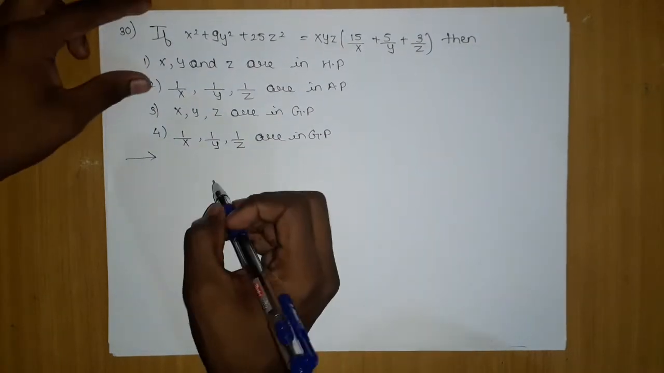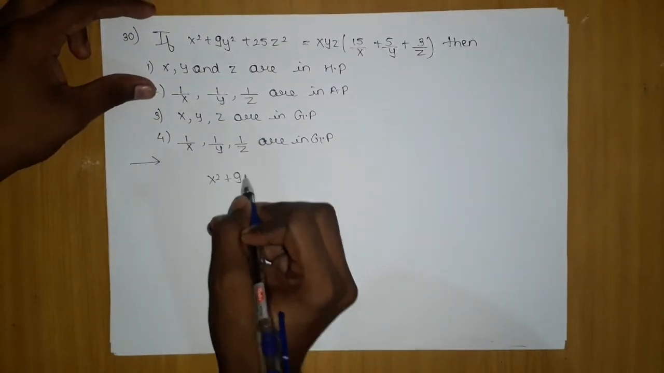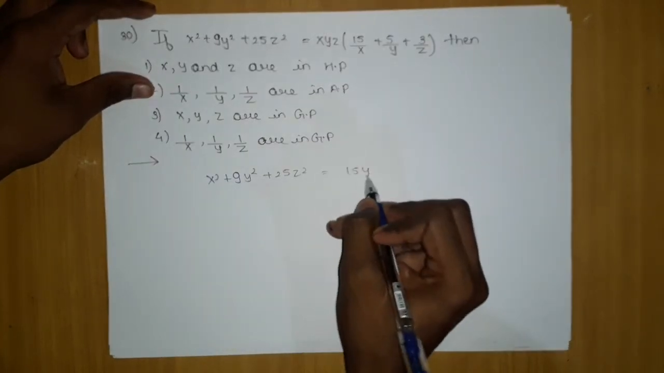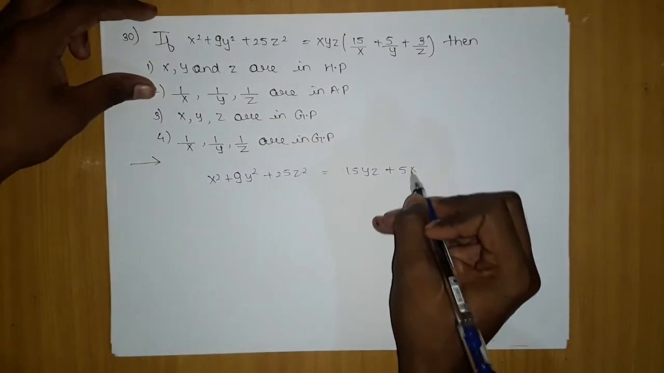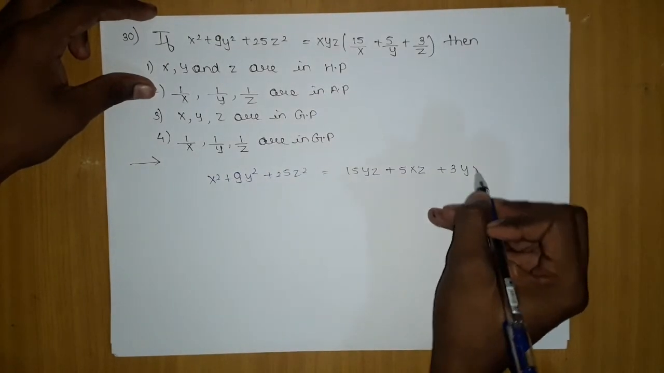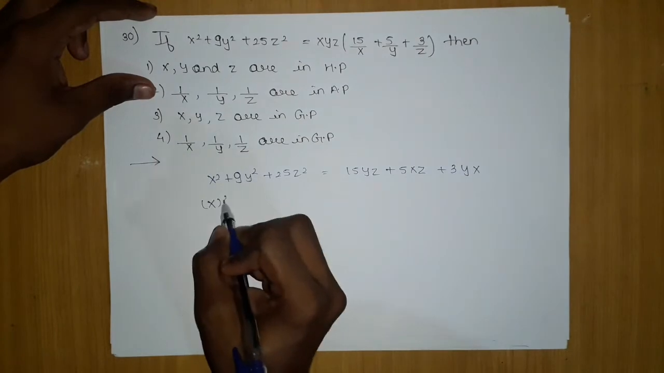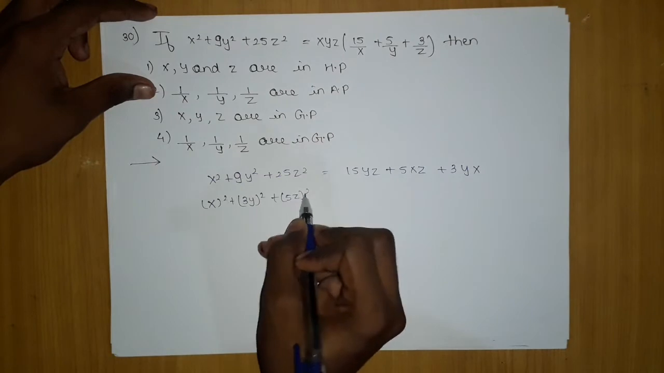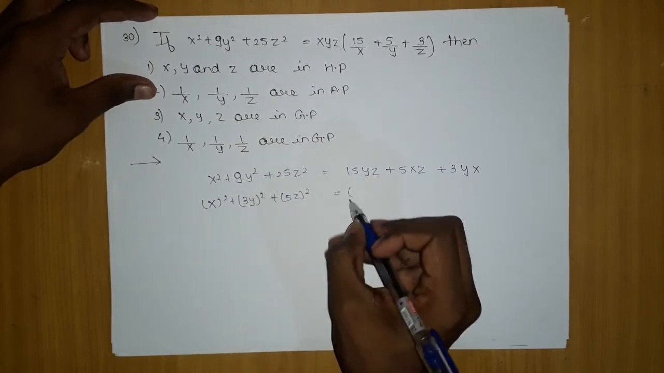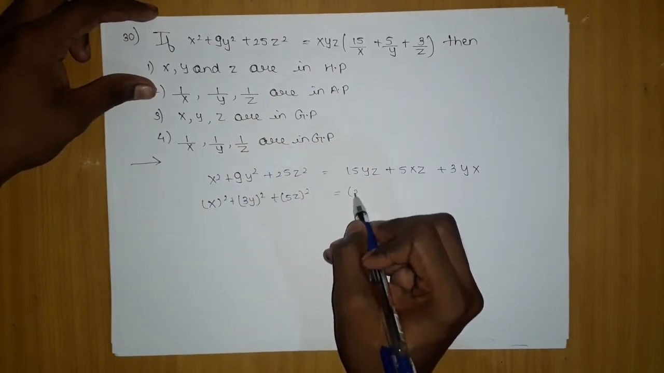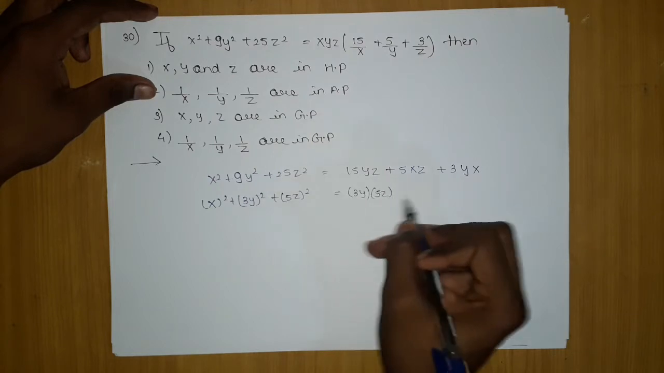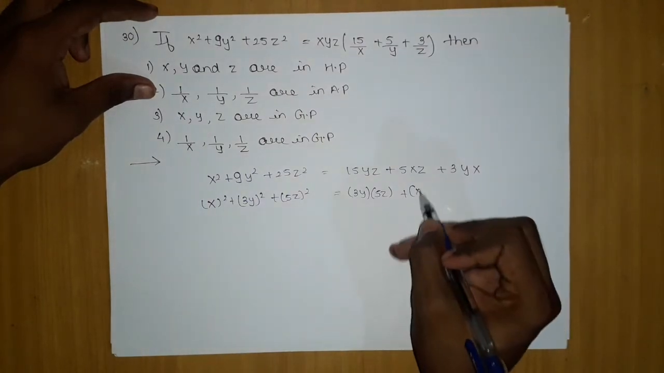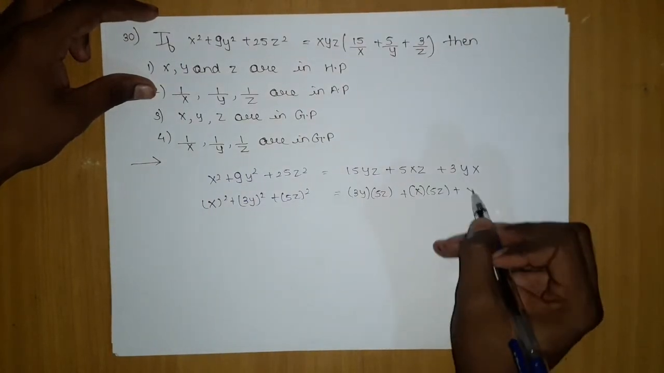I can open this first. 25z square times... this will become 15yz, this will become 5xz, this will become 3xy. After this step I can write it as (3y) the whole square. I will tell you why I am writing it. If you cannot realize it, it means your class 9th or 10th concepts were weak, you have not done them properly. x into 5z plus x into 3y.